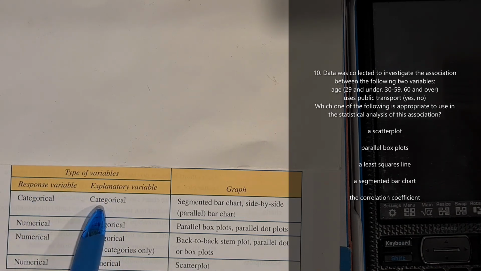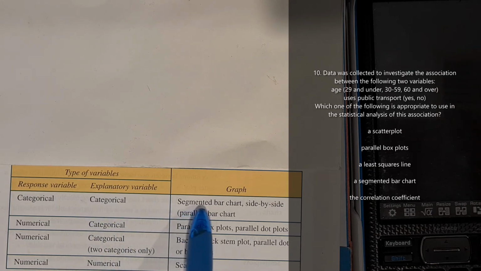So the best way to show this is using a segmented bar chart or a side-by-side bar chart. The only option here given is a segmented bar chart, so that would be our correct answer.